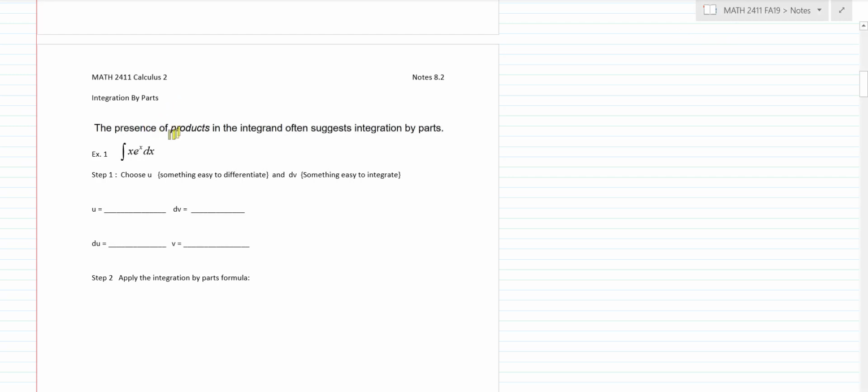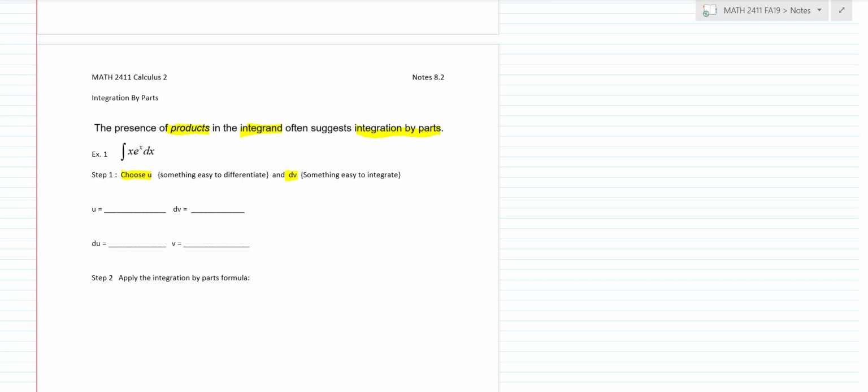What I wanted to mention on here is when you have products in an integrand, that often suggests to you that integration by parts might be a good technique. Now, what you generally always do in an integral is you think about u substitution first, and if you're not seeing anything working there, then parts is another good strategy for you. So the key in doing parts is to choose u, and you choose dv. And what you have to do is think of u as something that's easy to differentiate, and think of dv as something that's easy to integrate.